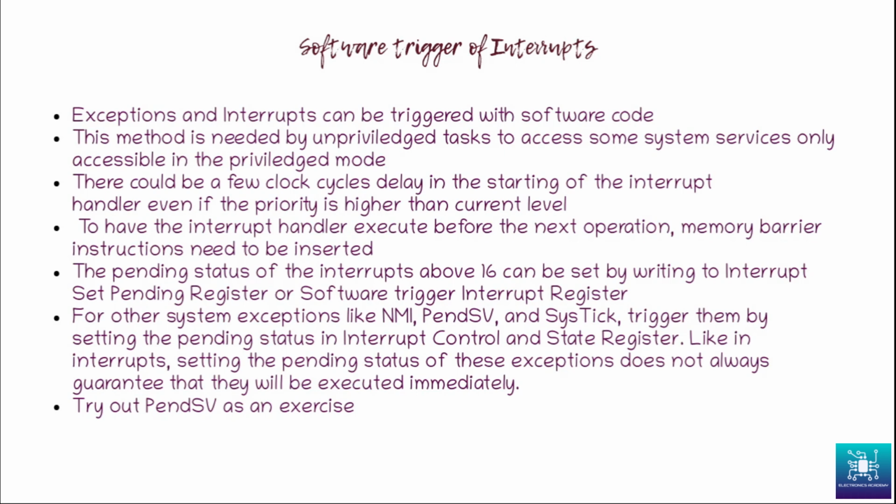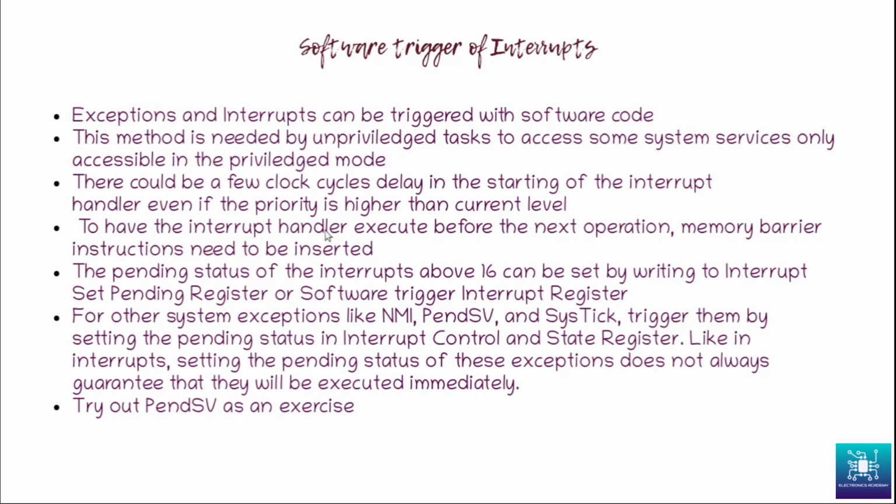Say it is an RTOS task. What it does is it raises a software interrupt, and once it raises an interrupt, it goes into the handler mode. Going into the handler mode gives it the privilege to access the system services. Of course, there could be a few clock cycles delay in the starting of the interrupt, which we discussed when we spoke of interrupt latency, even if the priority is higher than the current level. So there could be some delays.